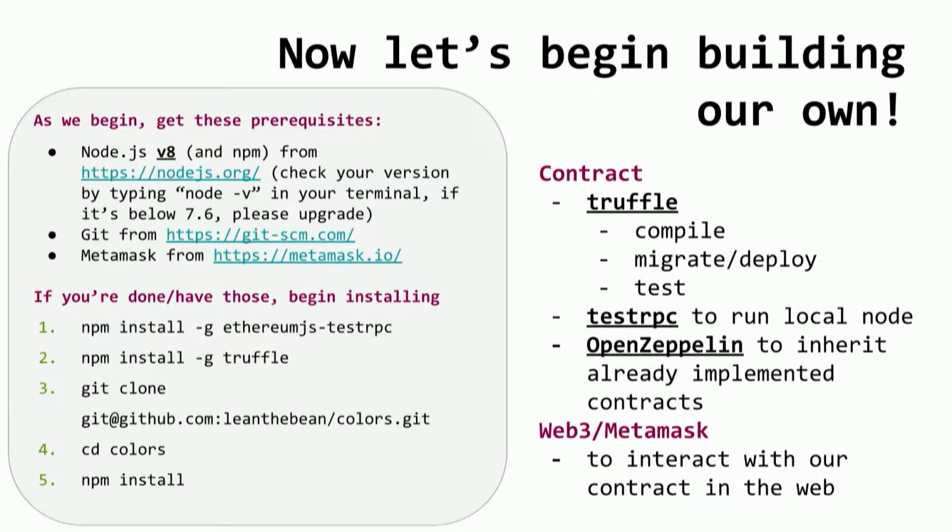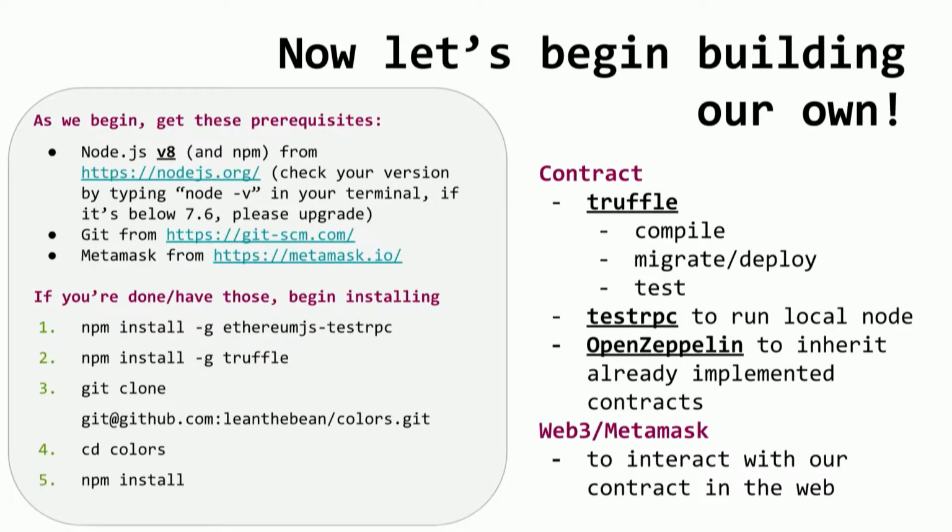Truffle is a very useful tool to compile, migrate, deploy, and test your contracts. We're going to be using TestRPC as your local node. We're going to be using OpenZeppelin to inherit some of the implemented contracts. This is really going to speed up our development, so I highly recommend you use them. And then we're going to use Web3 and MetaMask to interact with the UI.